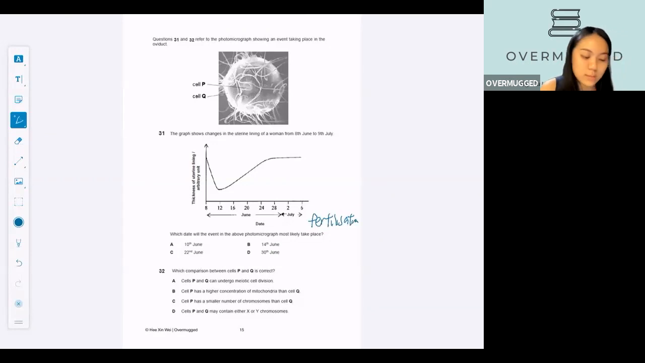Sorry, my handwriting is ugly. But fertilization. And then it shows this uterine lining of a woman. When you talk about fertilization, when will fertilization happen? If you know, you can just answer yourself. It's the fertile period, right? The fertile period is basically where fertilization will occur. That's why it's called the fertile period.